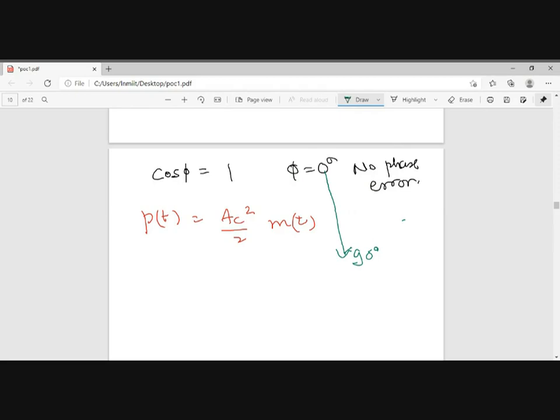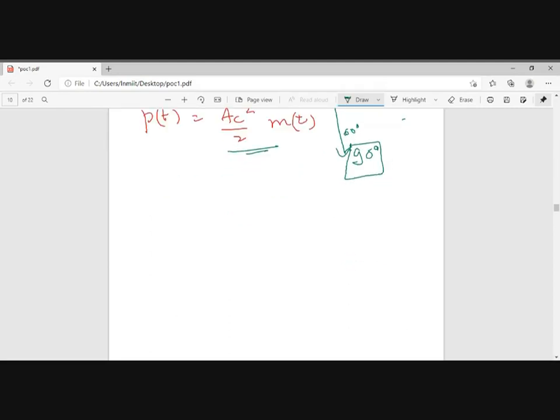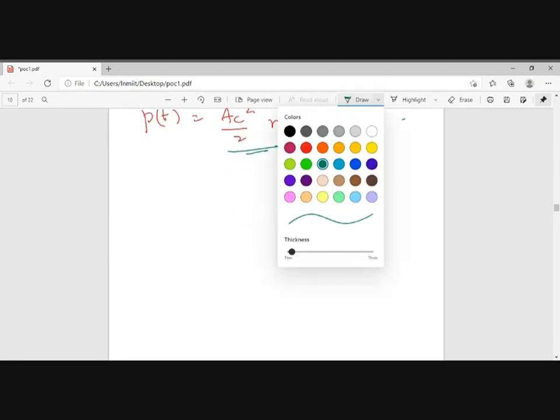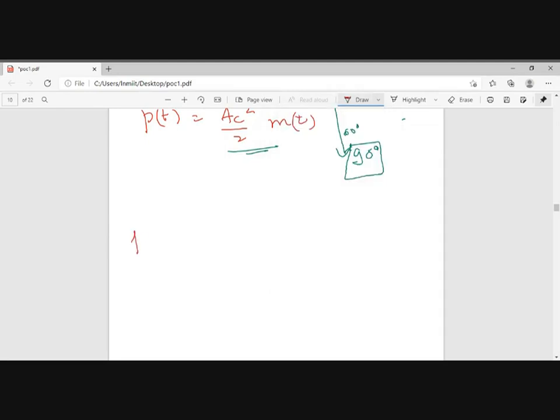If it has a value of 0, then it will be the maximum output. But if it is 45 degrees, 30 degrees or 60 degrees, the amplitude of the received signal will be reducing. And at 90 degrees, what will be the value of p(t)? p(t) will be equal to Ac²/2 m(t) cos 90 degrees, so it will be equal to 0.